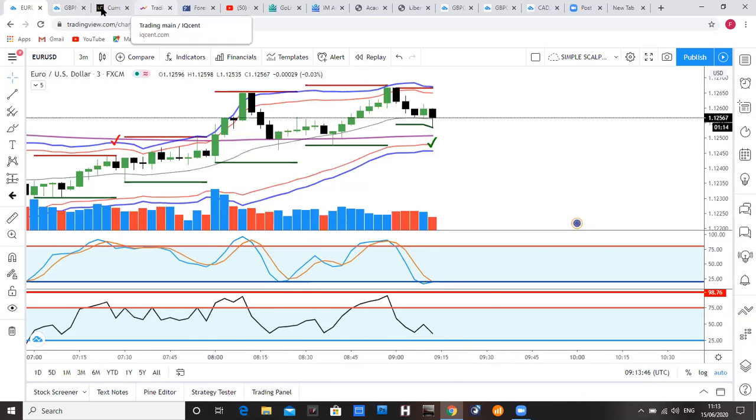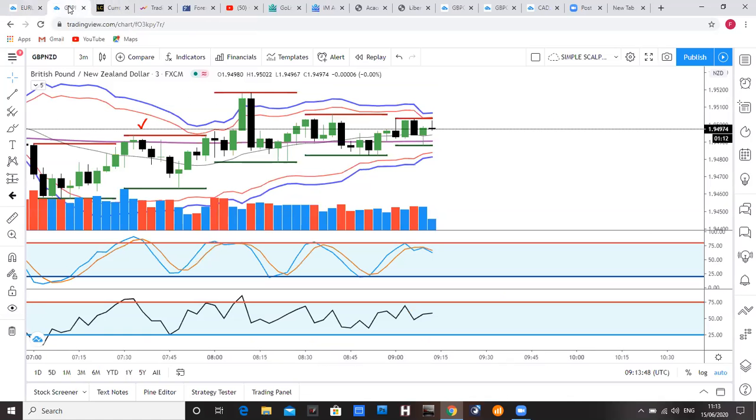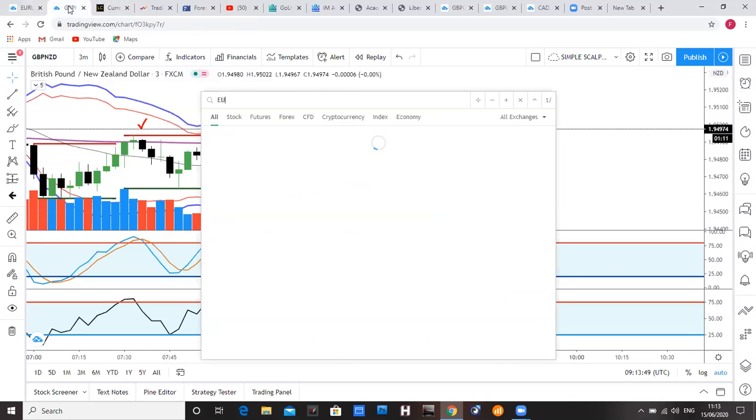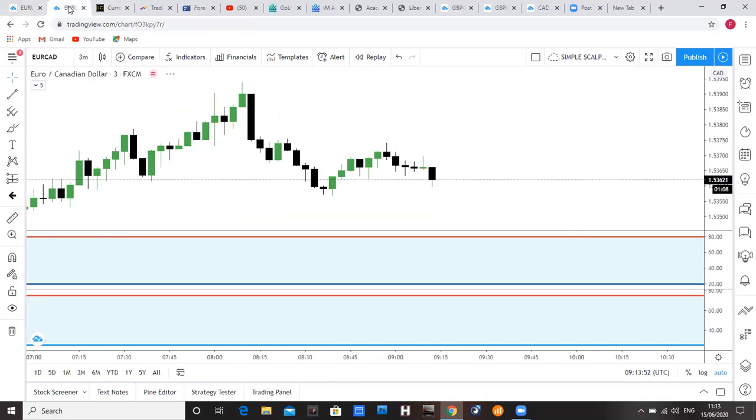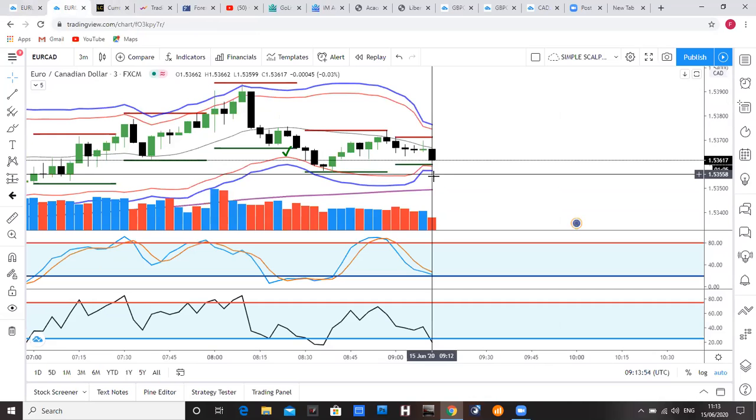Let's look for Euro card. While we wait for that one to set, let's look at Euro card. Okay, Euro card is actually at the lower Bollinger Band. It's already down.